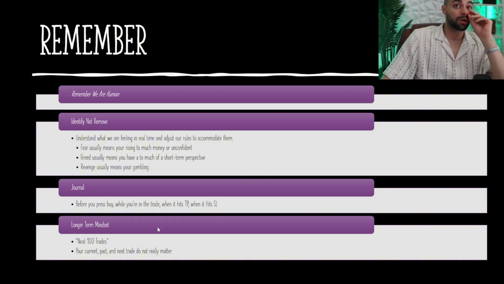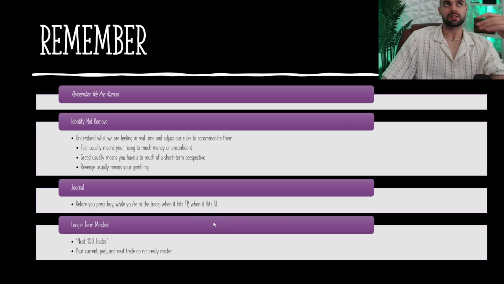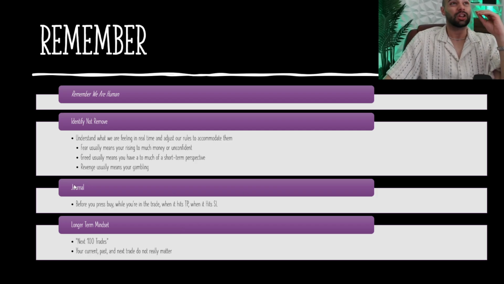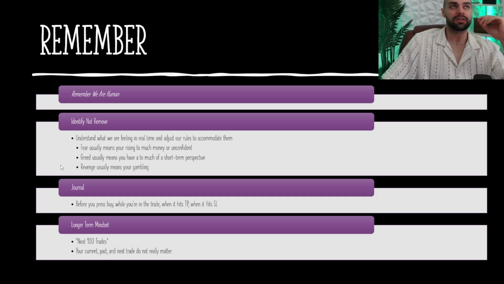Journaling, right? Before you press buy, while you're in the trade, when it hits take profit, when it hits stop loss, journal your thought process, journal your mind, journal your emotions, and trust me, that's how you're going to pick up on triggers. We're going to talk about that soon. And you have to remember to have a long-term mindset in the market, right? Your next 100 trades matter. Your current trade, your next trade are irrelevant in the long-term game.